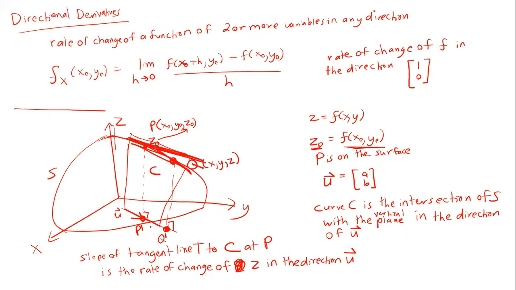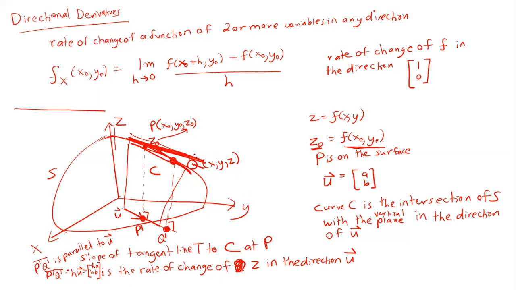And so in this case, we can see that this line through P prime and Q prime is parallel to the U vector. And so what this means is that we should be able to write P prime Q prime is equal to some scalar multiple of U, so HU equals HA and HB, and that's for some scalar H.